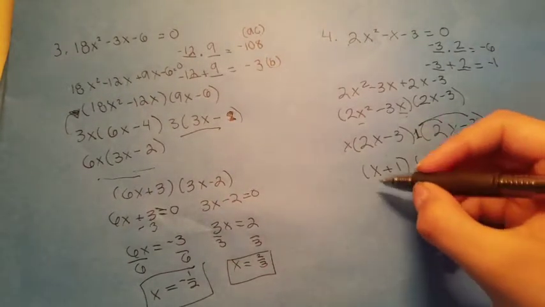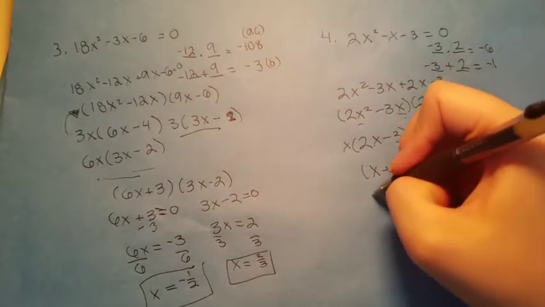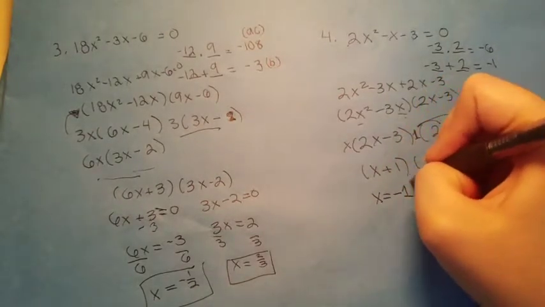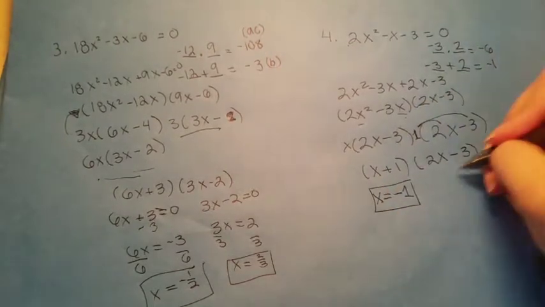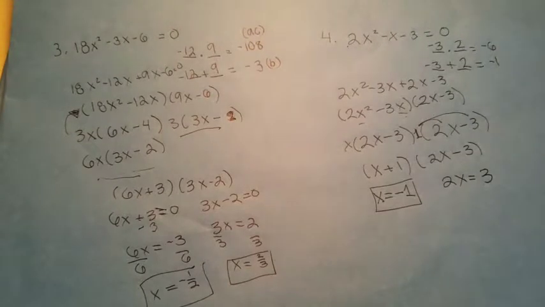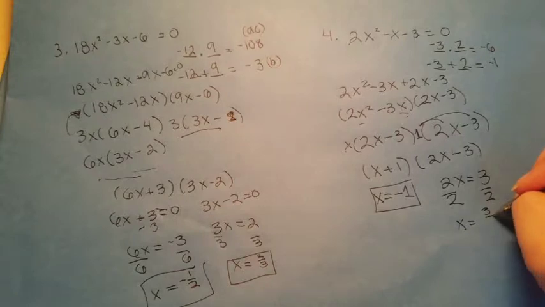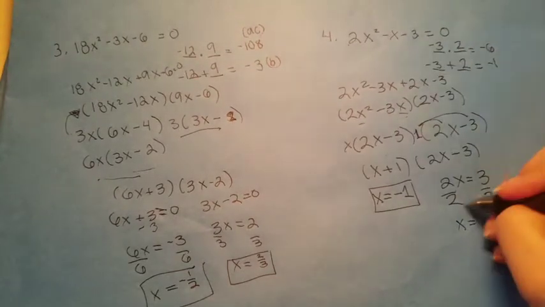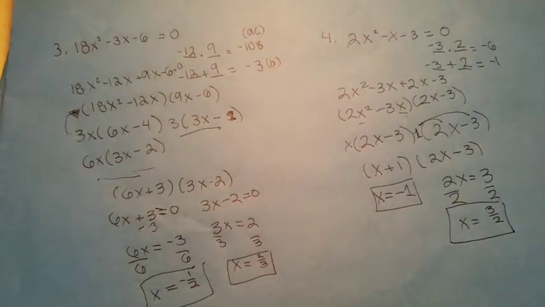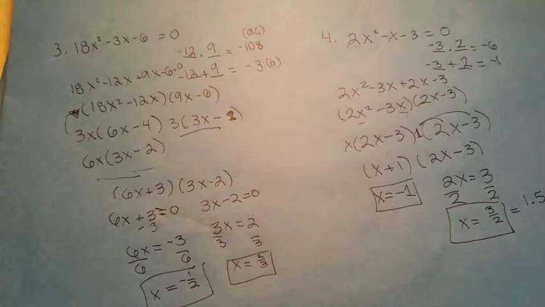So then you just multiply, you set them equal to 0, making it x equals negative 1. And in this one, since there's a number on the x other than 1, you would divide by 2, making x equal 3 over 2. It's easier if you just leave it as a fraction, but if you must, you can leave it as a decimal. Doesn't really matter, whatever feels right to you.